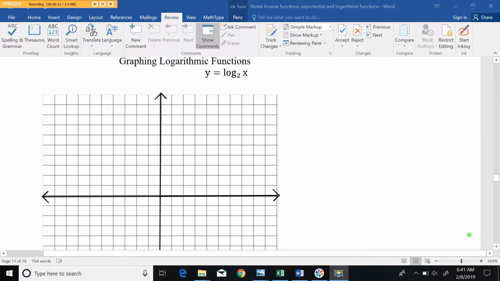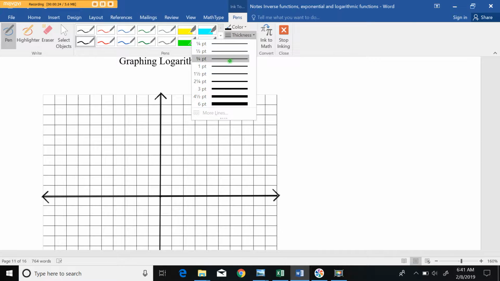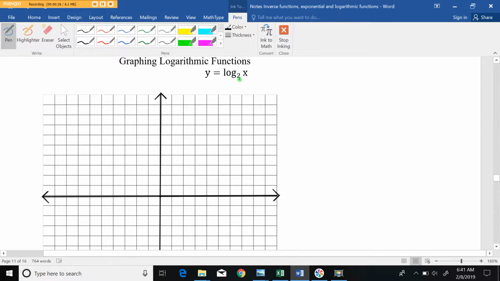Making this video to go through some examples of how to graph logarithmic functions. What we're going to do right now is sketch a graph of log base 2 of x. The way we're going to do that is first we're going to write it in exponential format. All right, so this logarithm can be written 2 to the y equals x.